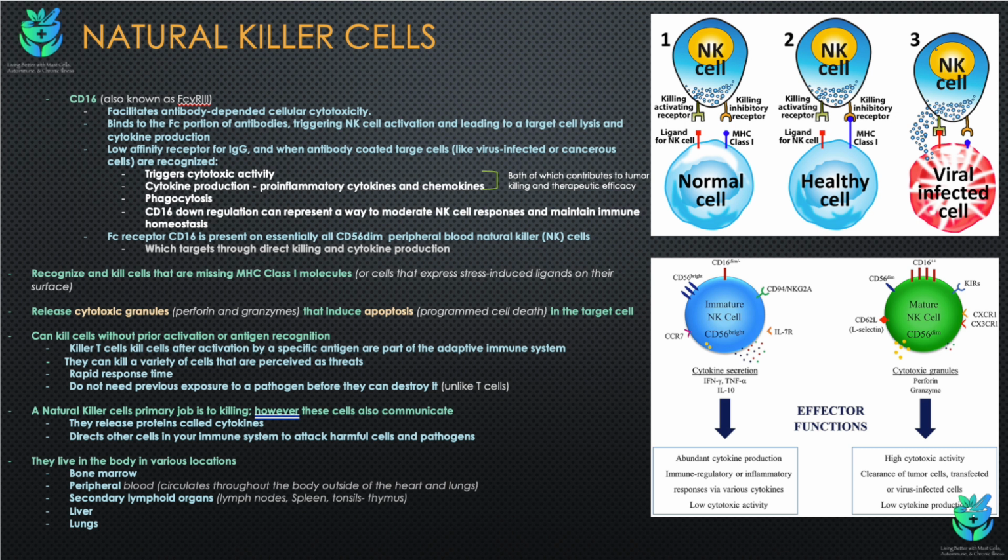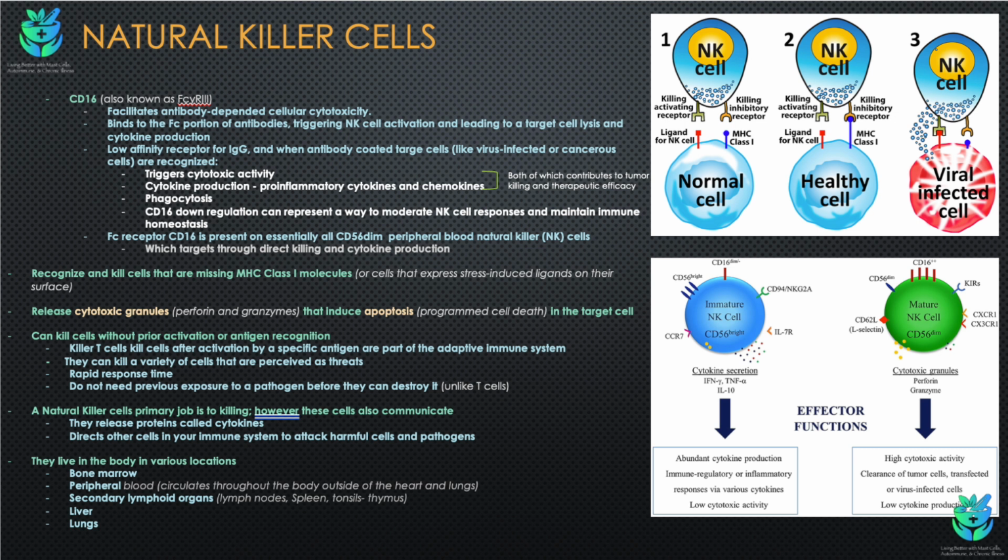It recognizes and kills cells that are missing the major histocompatibility class 1 molecules, or cells that express stress-induced ligands on their surface. They also release cytotoxic granules, which are perforin and granzymes that induce apoptosis, which is programmed cell death, for the infected or damaged cell, the target cell.